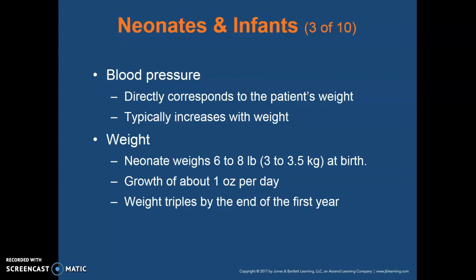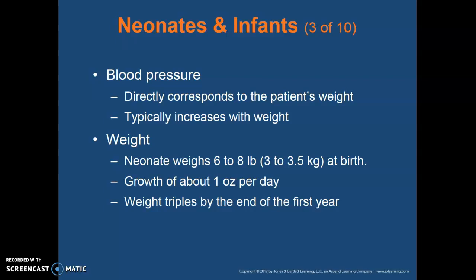Most neonates weigh somewhere between 6 and 8 pounds when they're born. Obviously, we hear instances where babies weigh less than a pound. That's usually severe prematurity, or they can go all the way up to 10 pounds or more. Those are definitely outliers in this. The average is that 6 to 8.